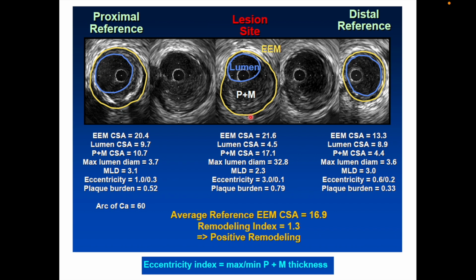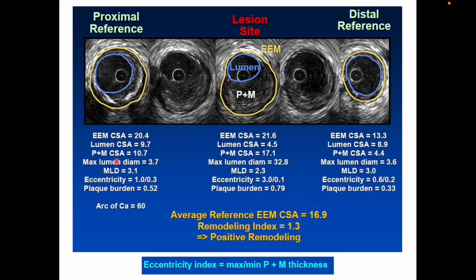But if you want to take this out in the scientific formula way, then you calculate the average reference segment by adding the proximal and distal reference segments and dividing by 2. This average comes to 16.9. Now at the site of the lesion, this external elastic membrane cross-sectional area is 21.6. If you divide this 21.6 by 16.9, it comes to 1.3, and this is called positive remodeling. We'll talk about it later.